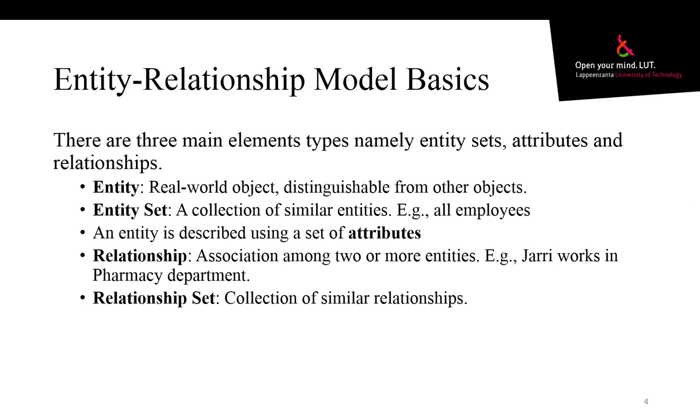And an entity is identified using attributes. So an attribute basically shows you the qualities of a different entity. A relationship in an entity relationship model shows the association among two or more entities. For example, Yari works in a pharmacy department, and the relationship set is basically a collection of similar relationships.